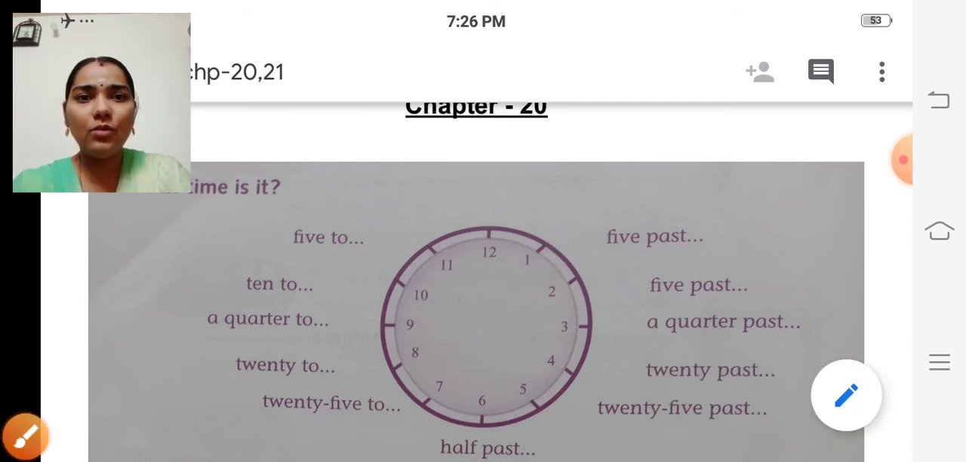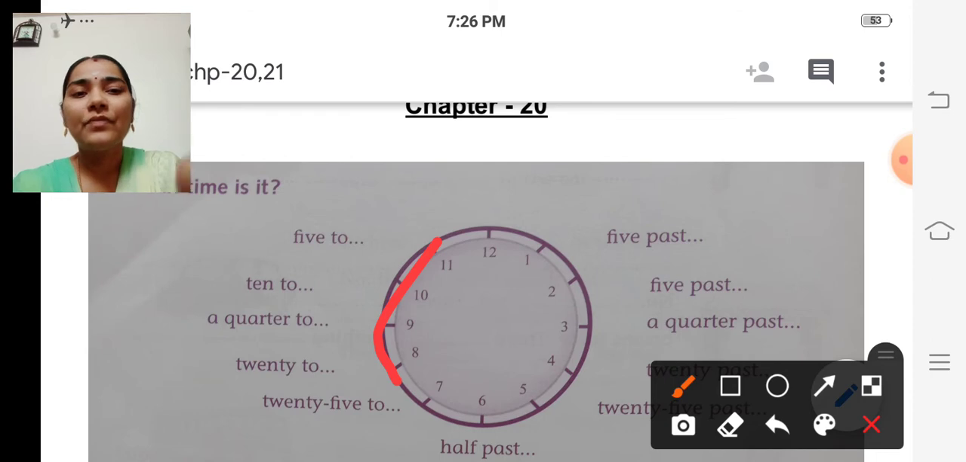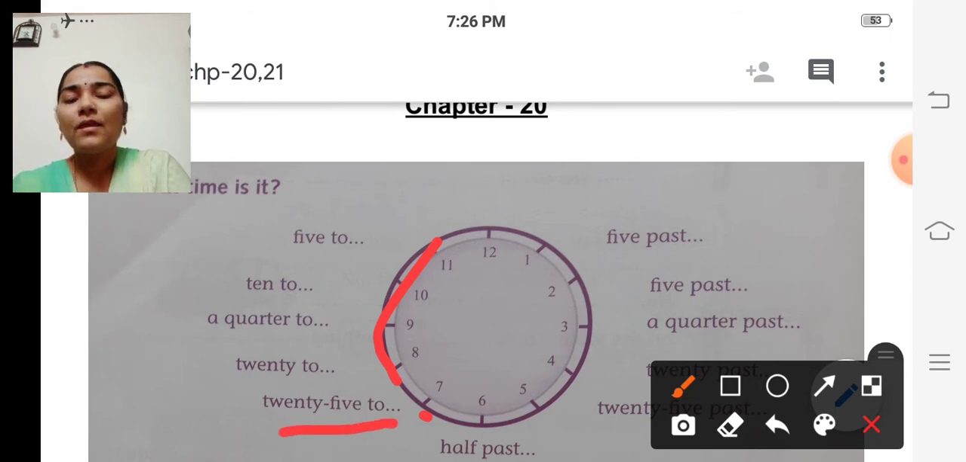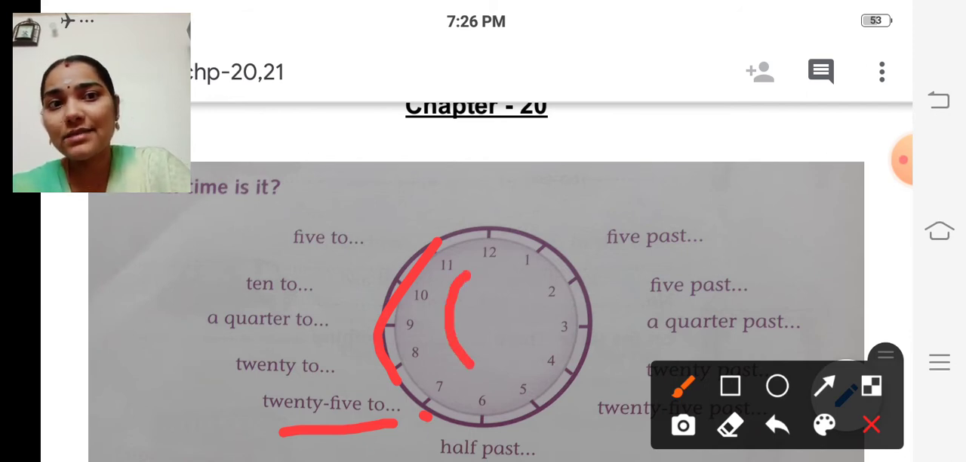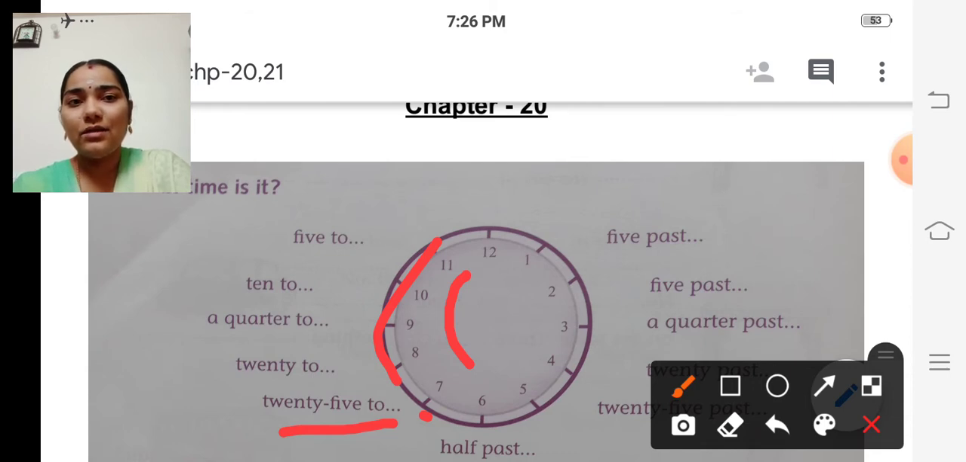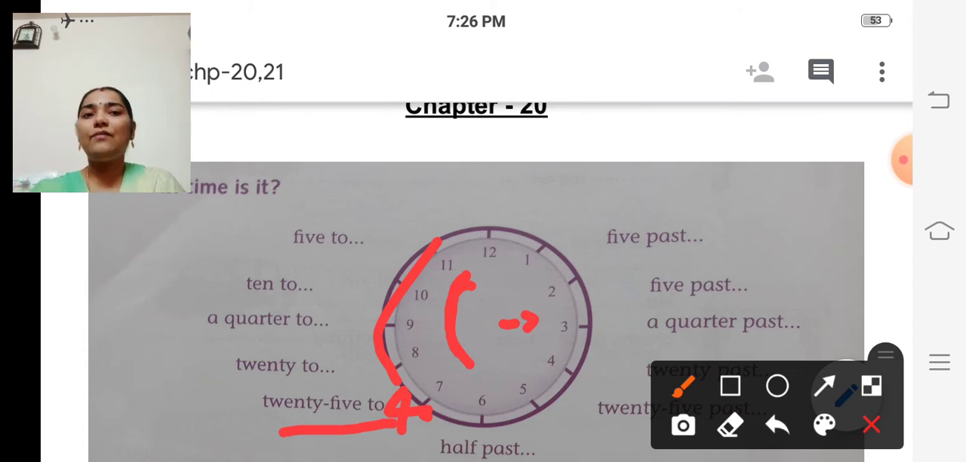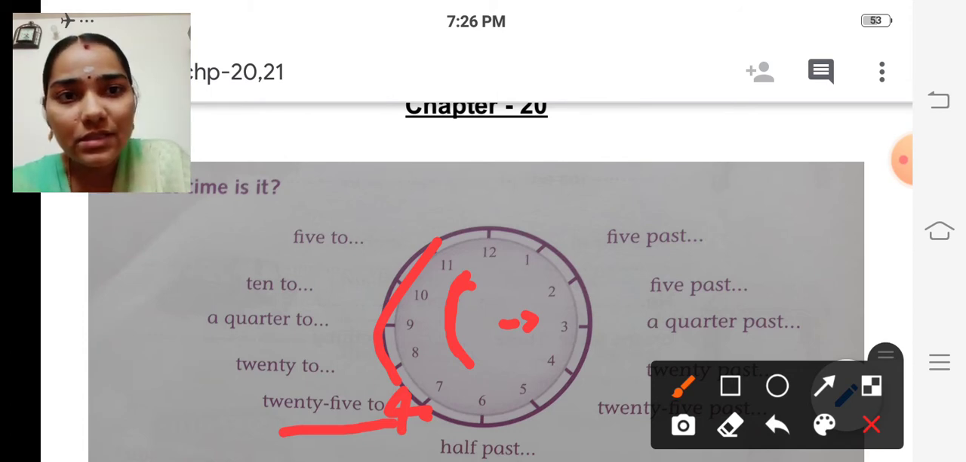Now move on to the left side. If the minute hand passes this 7, then we'll say 25 to the next hour, when the hour hand approaches the next hour. Suppose now it is 3, then after half past 3 it approaches 4, isn't it? So here we have to say 25 to 4.